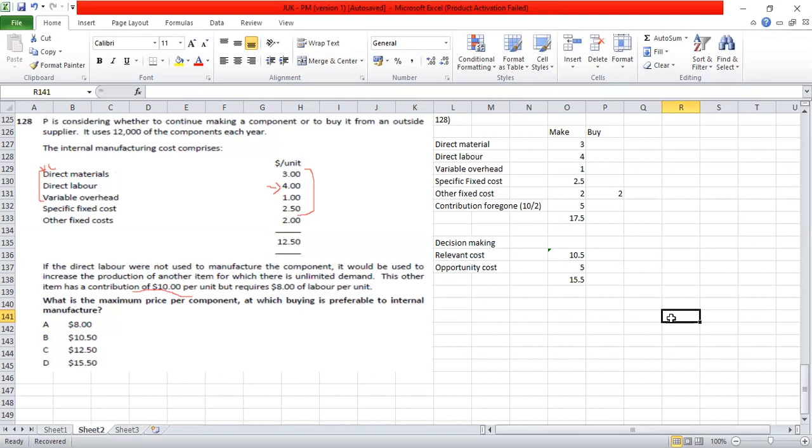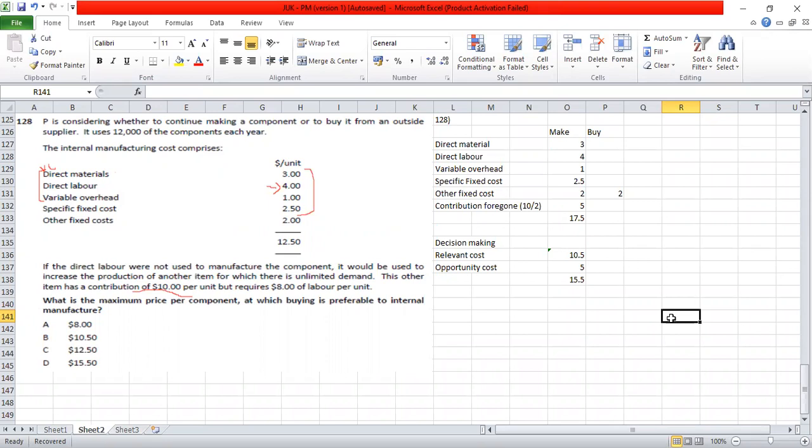So if the supplier also offers 15.5 or less than 15.5, it is feasible. If the same price is offered by the supplier, it is an indifferent point. Anything is okay, whether they make it or whether they buy. Maybe some other factors also will be taken into consideration to take the decision. So 15.5 or less than 15.5 is the decision criteria. So the maximum can be up till 15.5.